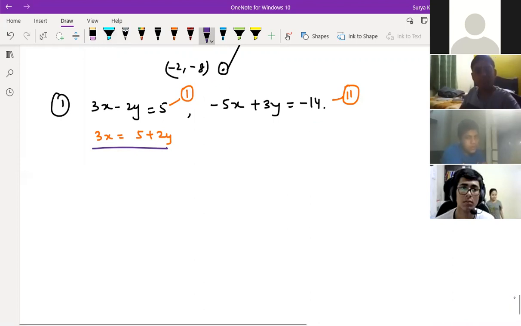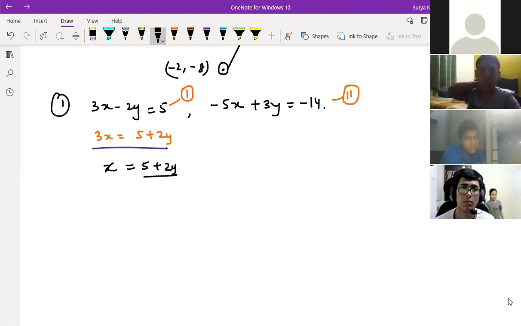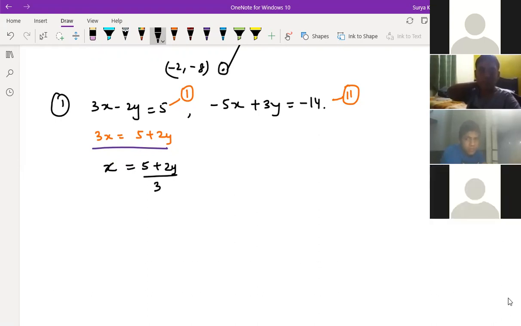So see what we are doing, Sai Charan. Here, don't write 3x over here. You should find the value of x completely. Sir, even I did that same mistake the first time. It should be x is equal to 5 plus 2y divided by 3, right, sir? Oh, sorry, sir, I made a mistake.